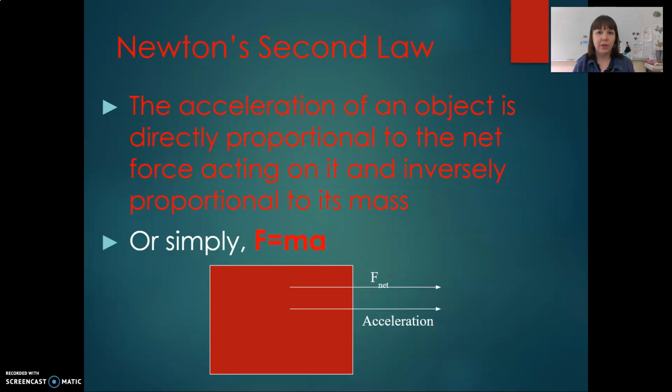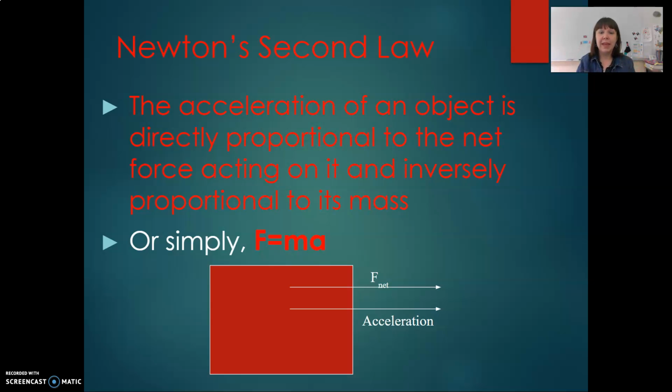So Newton's second law says that the acceleration that we get for an object is directly proportional, that means as one goes up, the other goes up, to the net force acting on it, and inversely proportional to its mass. If we put that into the form of an equation, here's your very first math equation in this section. It's F equals ma. So the force that's applied will take the mass of the object and give it an acceleration. Okay? The more force, the more acceleration. The more mass, the less acceleration.